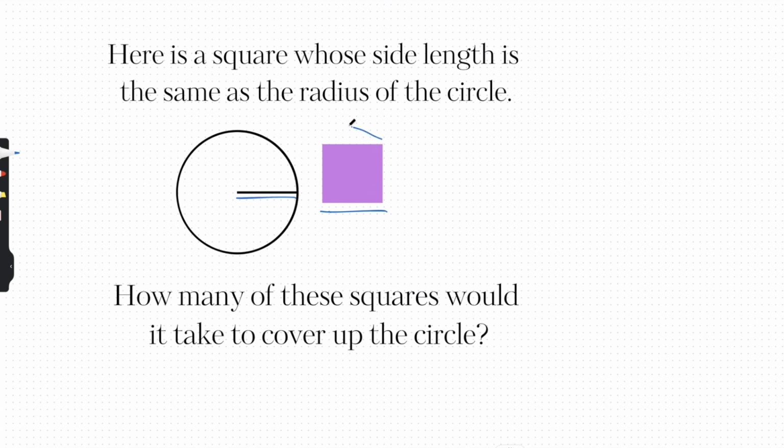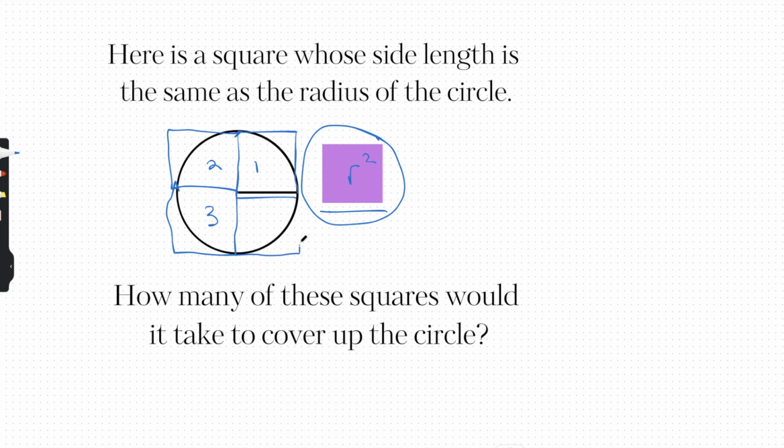So the question really is, how many of these radius squareds would it take to cover up the circle? Let's see. I'm going to redraw this radius squared over here and see how many it takes. So this right here is 1 radius squared. That's 1. I'm going to draw another one going this way. Here's another radius squared, that's our second one. Here, I'm going to go down this way. This is our third radius squared. Again, it's a little messy, but you get the idea. And then here is our fourth radius squared.